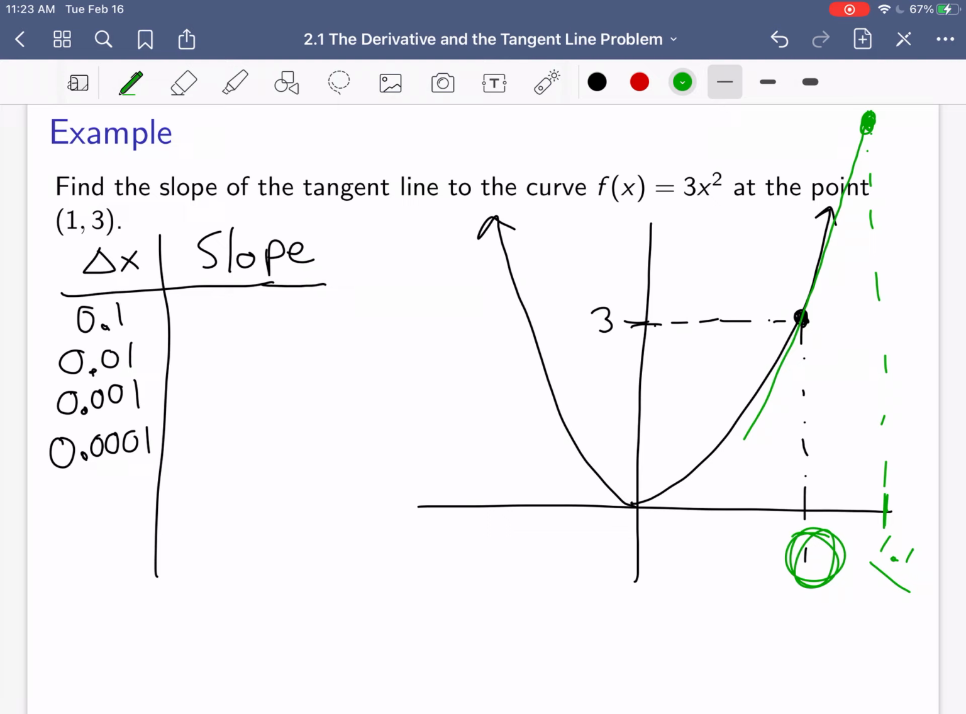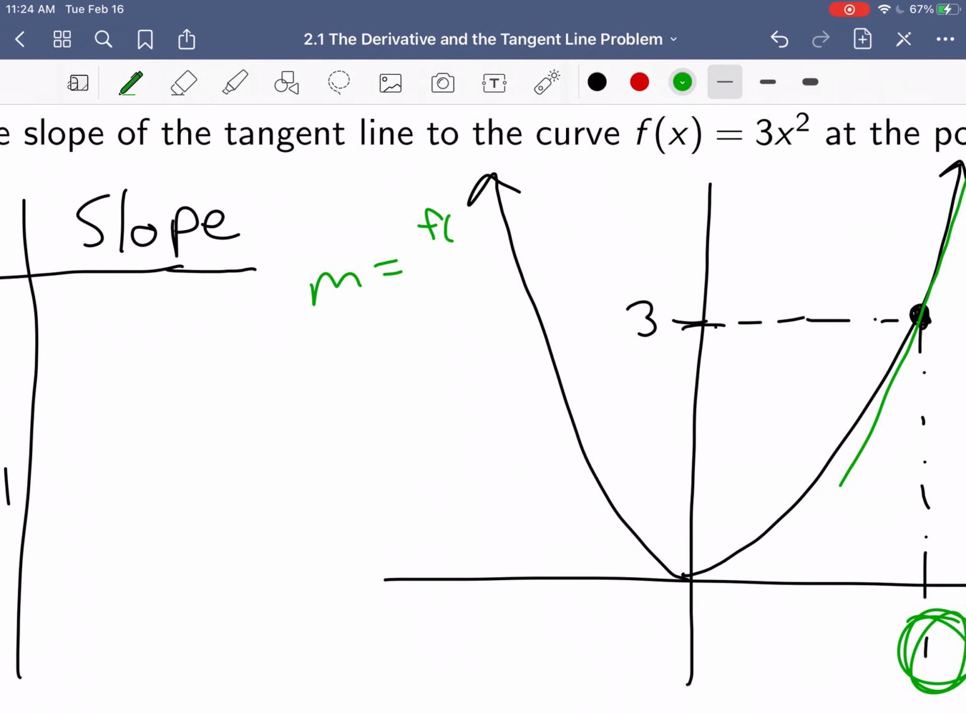Right? So there's our x value, 1. Our second x value is 1.1. Our first x value is 1. We're going to find the slope of that line. Right? So delta x is 0.1. And so when we jot down the slope, it is going to be our function value at 1.1 minus the function value at 1, over 1.1 minus 1. Right, so change in y over change in x.